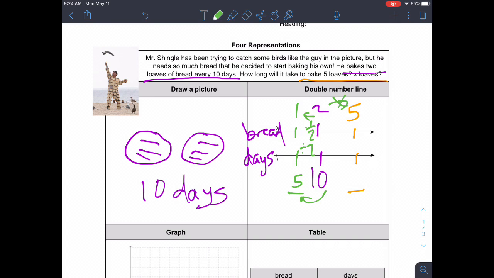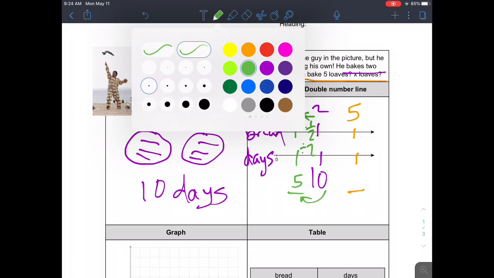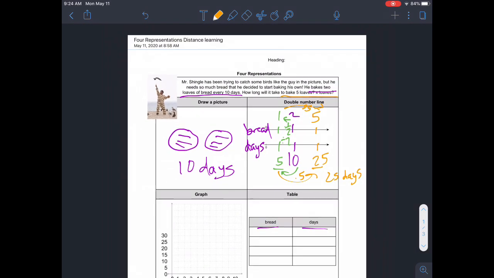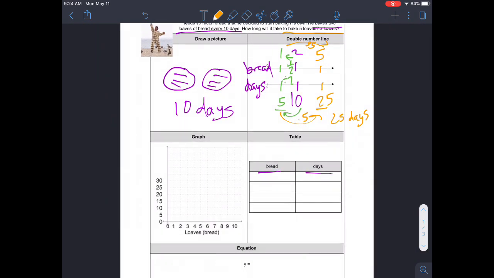So then, let me clean this up just a little bit. Got rid of that. Let me go to orange. Now the question is, how do we go from 1 to 5? What operation do we use? We multiply, and we just multiply by 5. So 5 times 5 gives us 25. All right, we've solved the first problem. How long will it take to bake 5 loaves of bread? 25 days. Now we can record that information down here on our graph, and then also in the table.